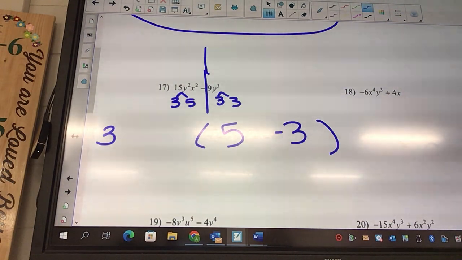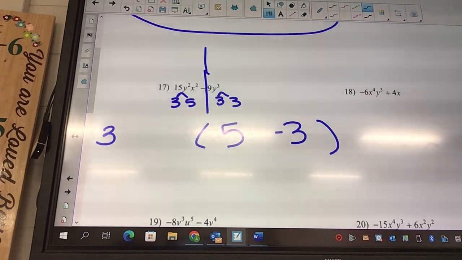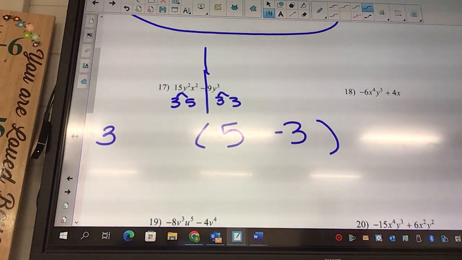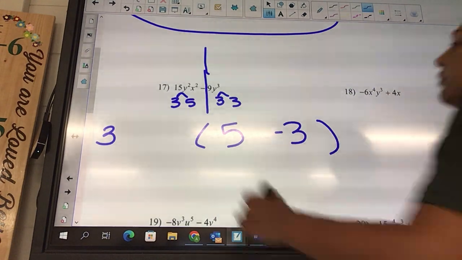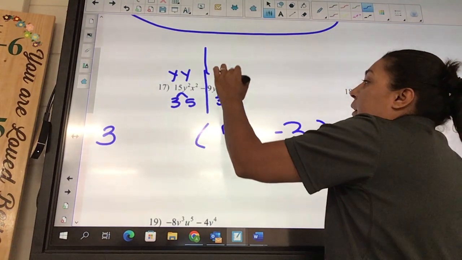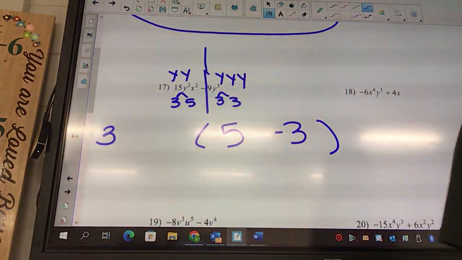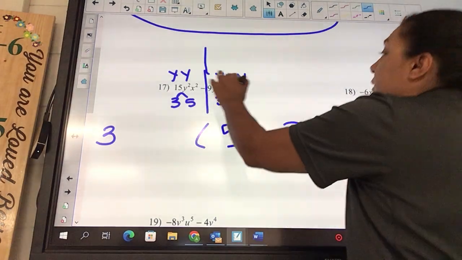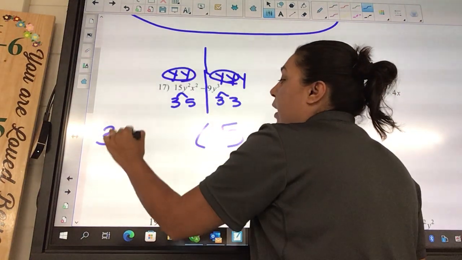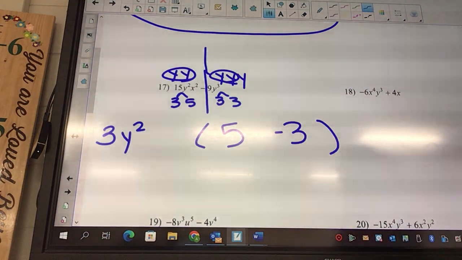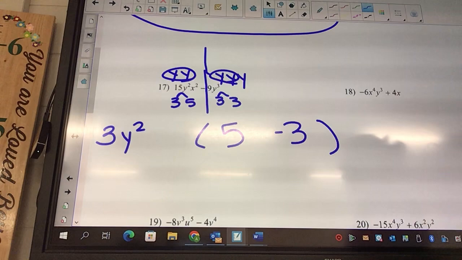Okay, now when we do the variables, we're going to treat them completely separate. So let's just look at the y's. How many y's does my first guy have? 2. My second guy has how many? 3. So we're just doing the y's. How many y's can I pull? 2. Okay, so on the outside here, I'm going to have y². How many is my first guy going to have left? None. My second guy? 1.